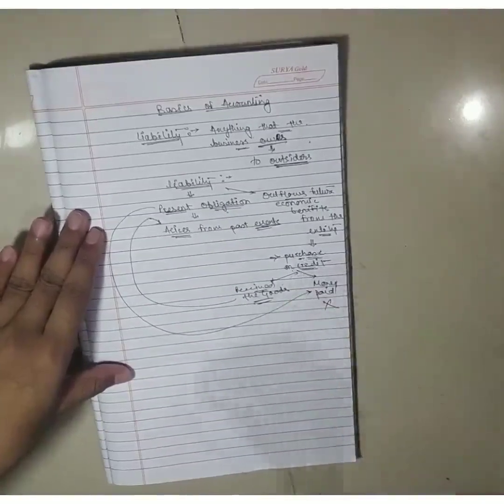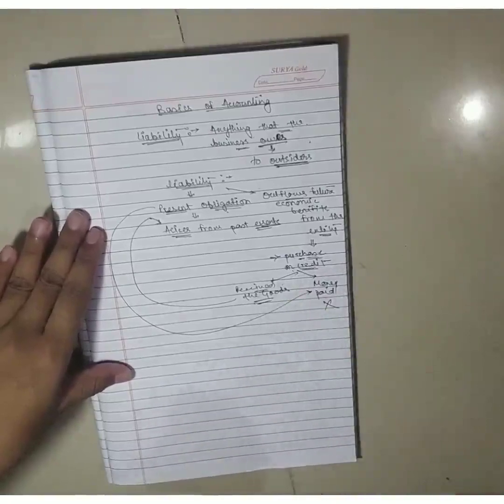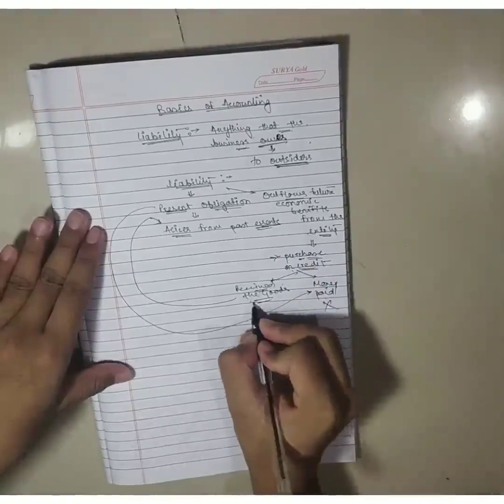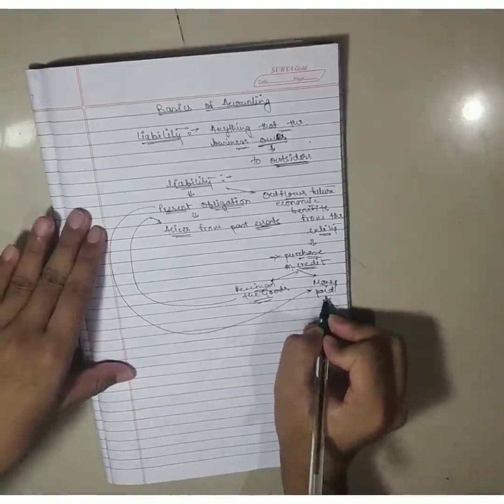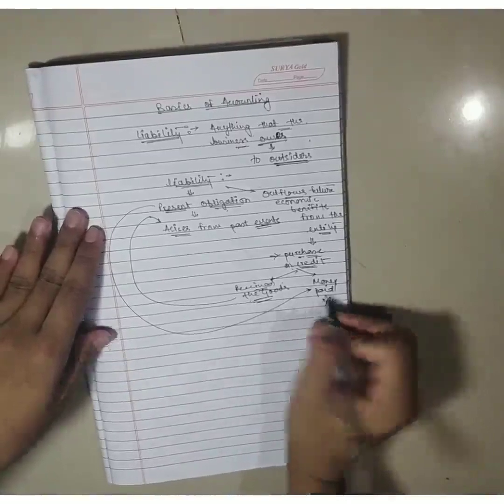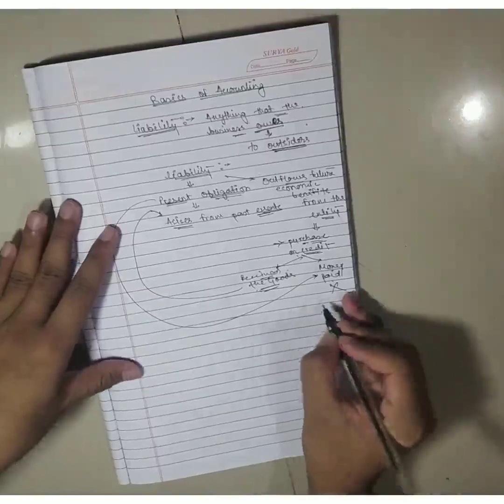If we have purchased goods on credit, we have already received the goods, but we haven't paid the money, so we have to pay now. So this is a past event and this is a present obligation, right? Got it? Now one more example.